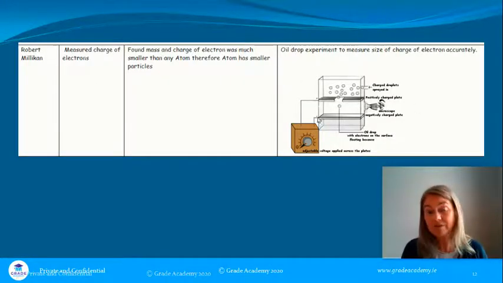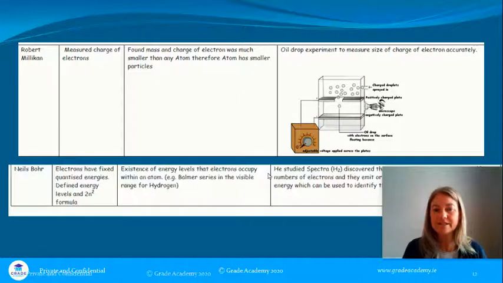Now, you don't have to be able to draw that drawing. This is the guy and what he did. That's all you have to know. And so he basically said there's a charge and it was much smaller than any atom. And so therefore an atom had smaller particles, subatomic particles, which we've already been discussing.